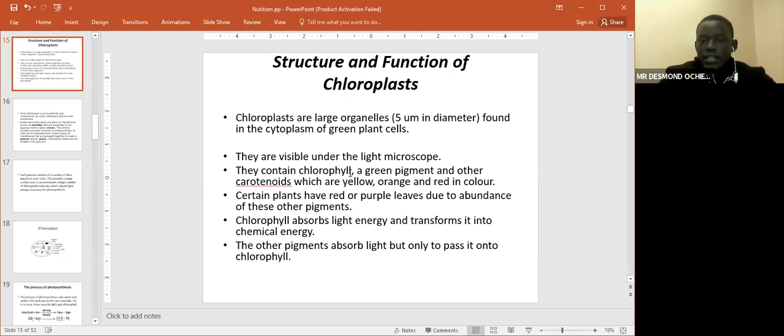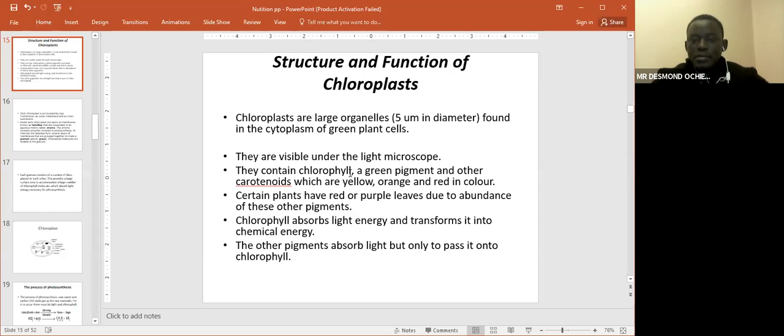Certain plants have red or purple leaves due to the abundance of these other pigments. Those are the plants which have red and purple leaves. It is because of the availability of the carotenoids in larger amounts.